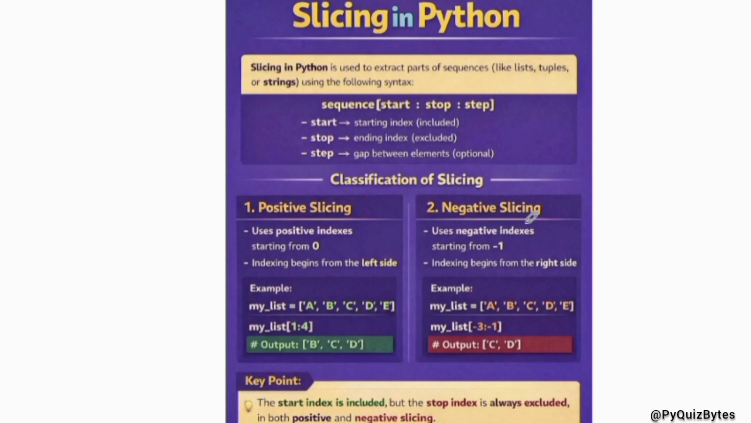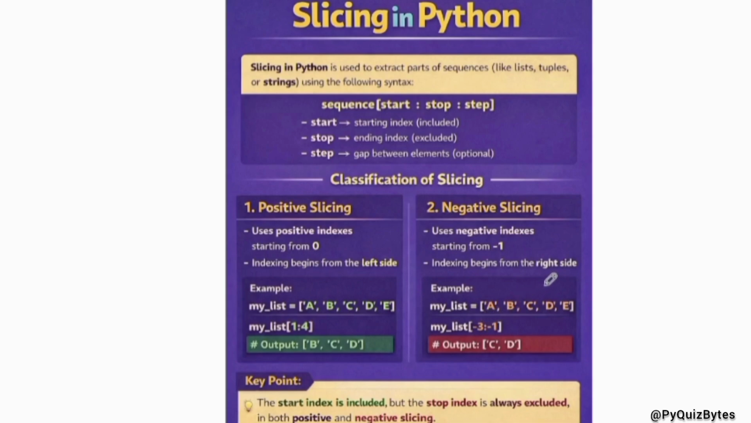Coming to negative slicing, it uses negative indexes starting from -1, meaning it follows negative indexing. It starts from -1. Negative indexing begins from the right side. So as it follows negative indexing, it starts from the right side and ends at the left side. Coming to the example, my list is equal to A, B, C, D. Start is -3 and stop is -1.